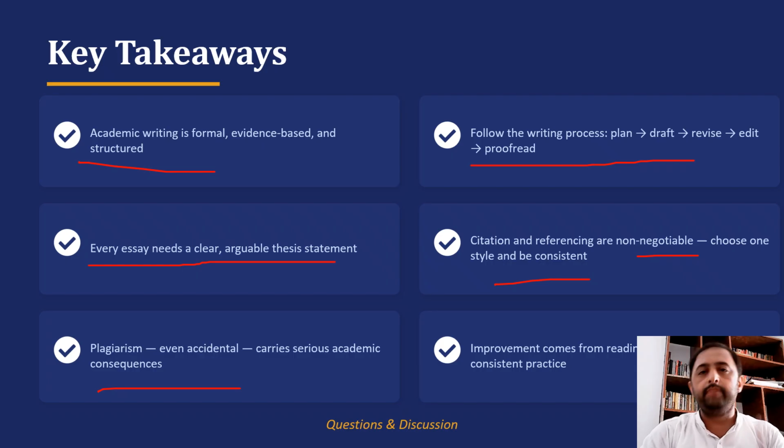Choose one style and be consistent. And we have to improve. Improvement comes from reading and consistent practice. You have to read journal articles as much as you can and practice pre-writing before actually writing your academic piece, whichever you are writing for. So that's the end of this lecture.